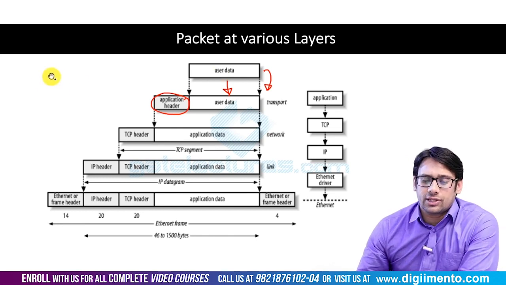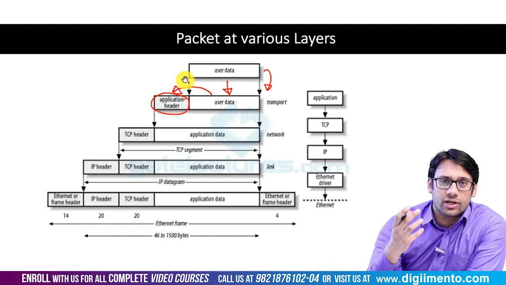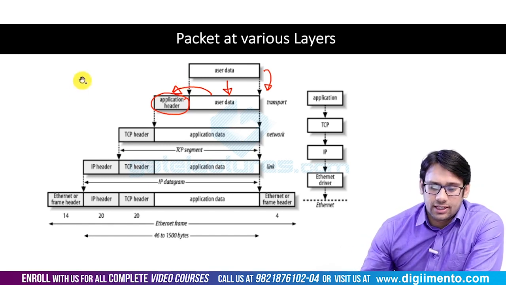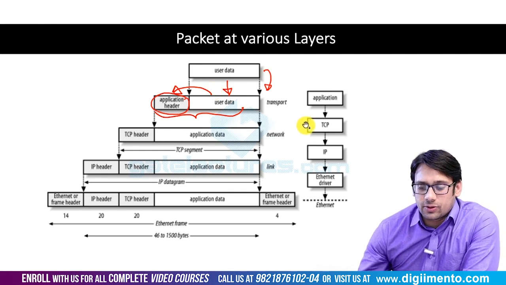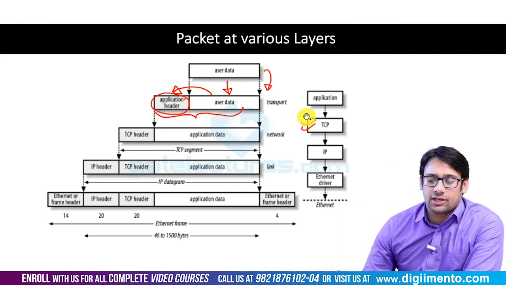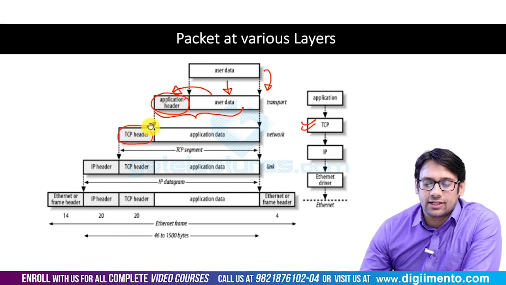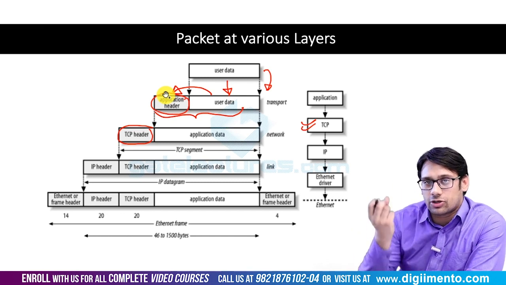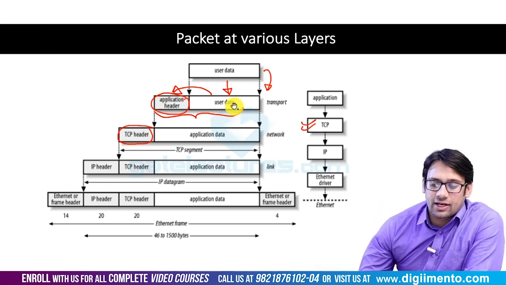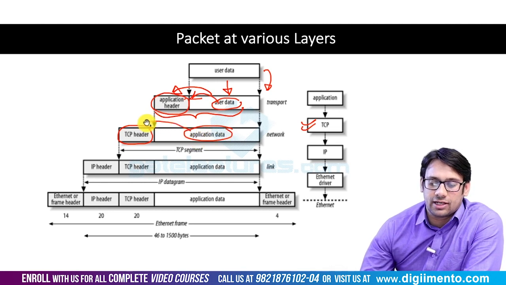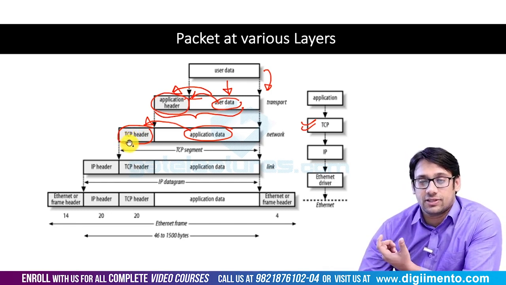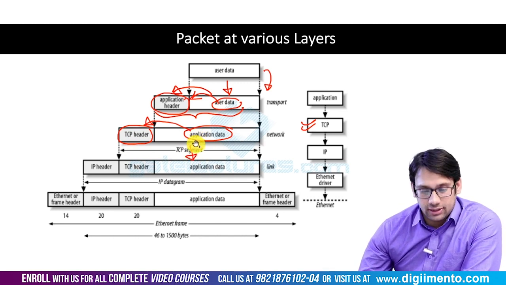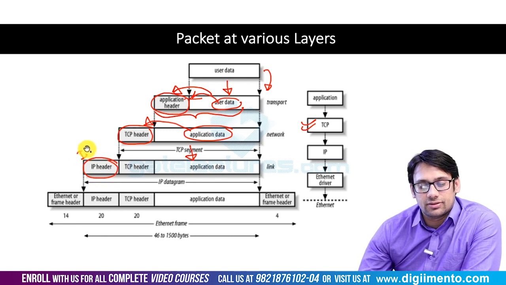When the user gives the data to the application, this application adds its own header to the message, and then delivers this entire message to the transport layer. In the transport layer we use a protocol called TCP. The TCP protocol adds its own header to the data that it got from the application layer. So in the application layer we had user data plus a header. Now this user data and header we placed here, and with that we added a TCP header. When this entire TCP segment is given to the network layer, we add the IP header with it.